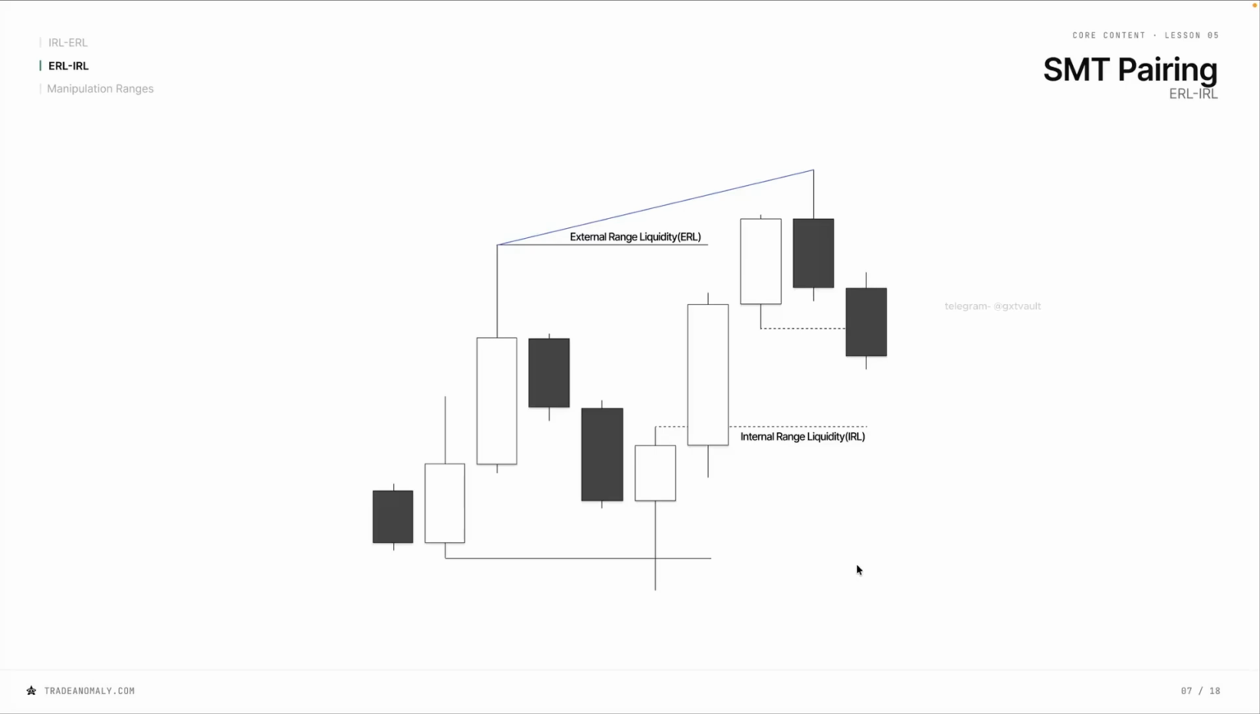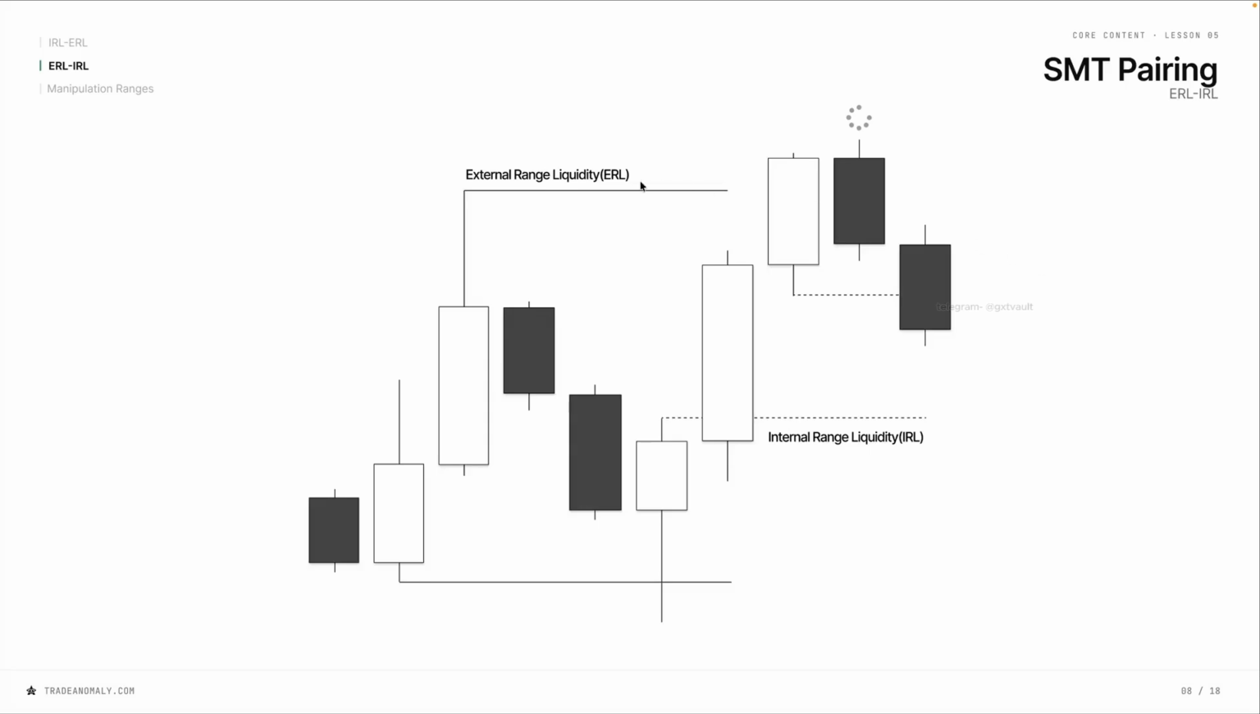Now let's go over SMT with ERL and IRL. So here's your first stage SMT. It's simply just SMT with the ERL key level itself. This is an example where all assets might reach that ERL objective, but the swing formation confirming it on the close creates a PSP, and that will be your one-stage Kraken correlation.